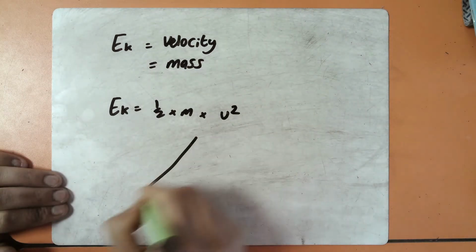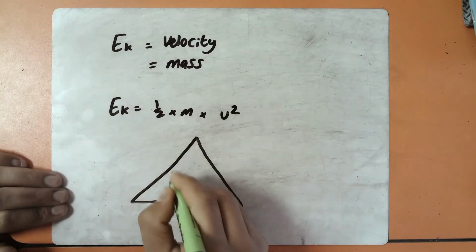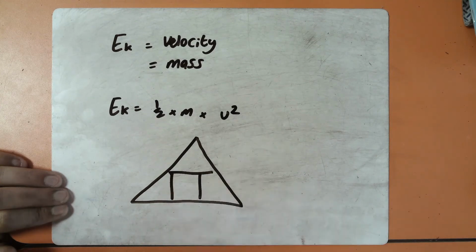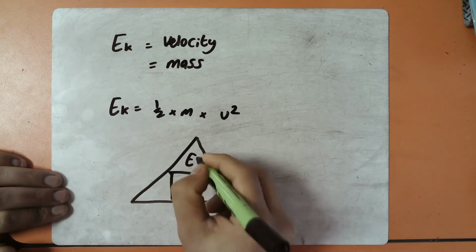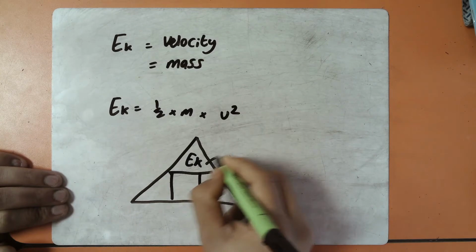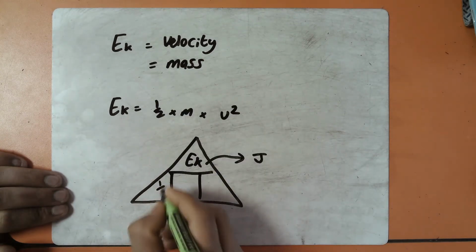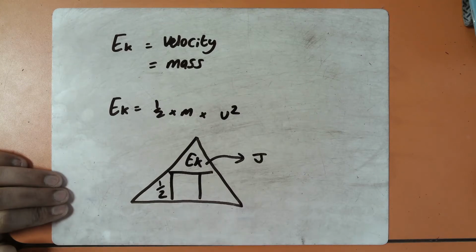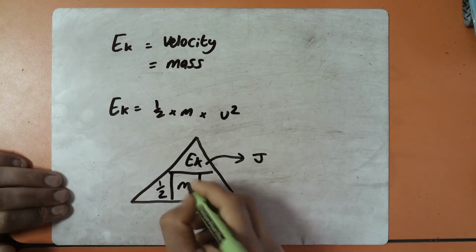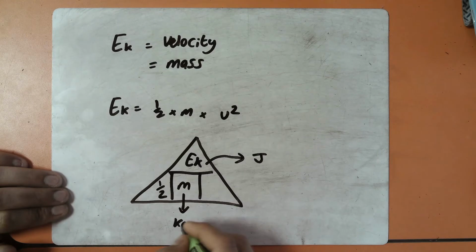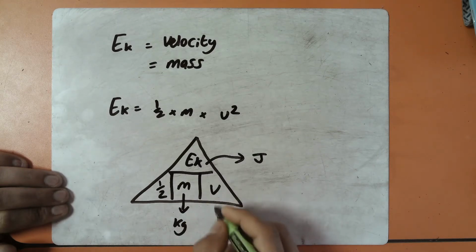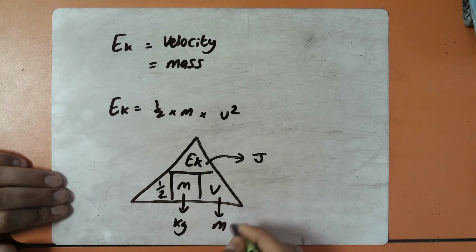So within a formula triangle, kinetic energy goes at the top and kinetic energy is measured in joules. Half goes at the bottom left. Mass is measured in kilograms and velocity is measured in meters per second.